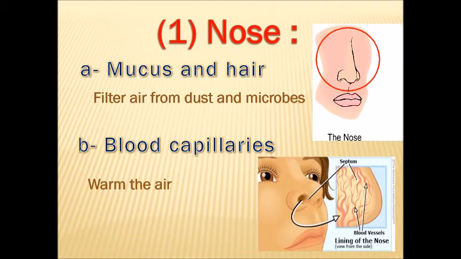First organ in our respiratory system, the nose. The nose has two important functions: filter the air from dust and microbes and warm the air. What inside the nose makes the nose do these functions? The nose contains mucus and hair inside it to filter the dust and the microbes from the air. Also, the nose contains blood capillaries, which work to warm the air.